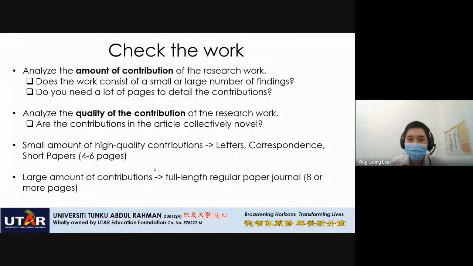So when you respond to the reviewers' comments, you really need to convince them, and do some comparison with existing literature to show that your work is truly novel. Anyway, this part is just to check the amount and the quality of contribution so that you can select the right journal to submit to.